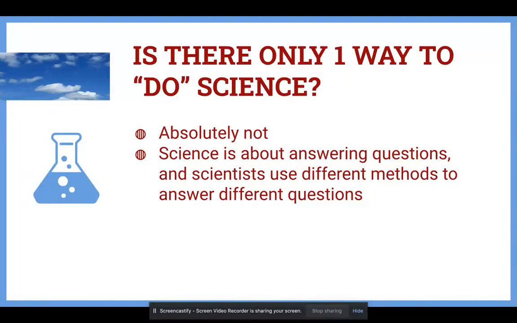Science is about answering questions, okay? Someone who is asking a question about astrophysics might approach it very differently than a scientist who is asking a question about ocean life, okay? So science is about answering questions, and scientists will use different methods to answer different questions. I know we're not just referring to biology in this instance, we're referring to science as a whole. And there are so many different subcategories of science that there is no way that there can be only one way to do something.